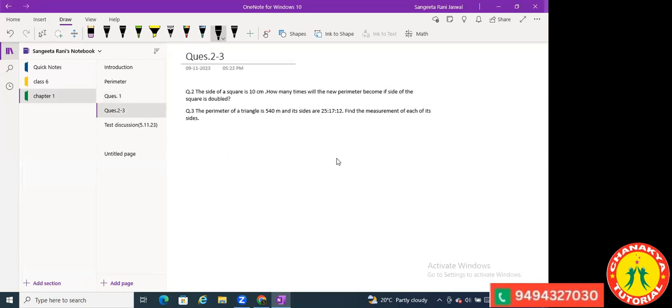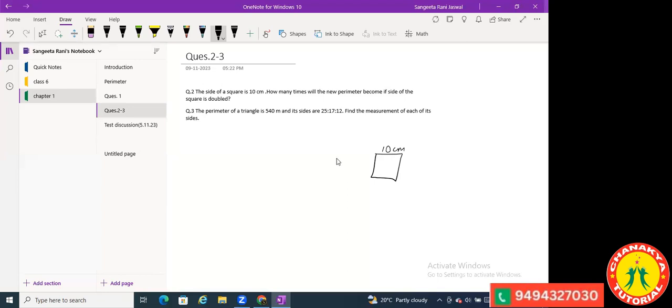The side of a square is 10 centimeters. How many times will the new perimeter become if the side of the square is doubled? Now it's showing that the side of this square is 10 centimeters. It's talking about the perimeter, not the area.